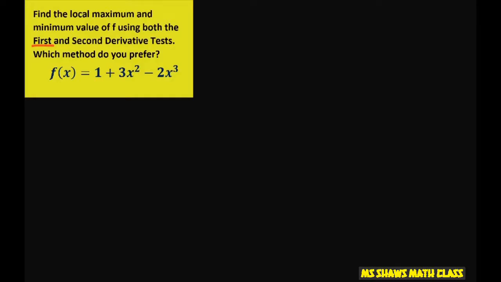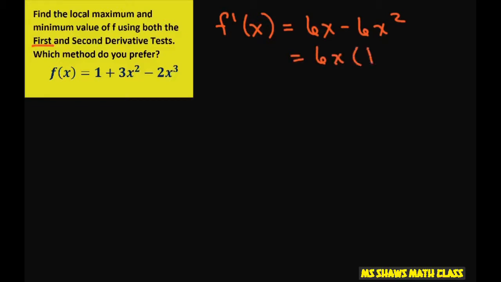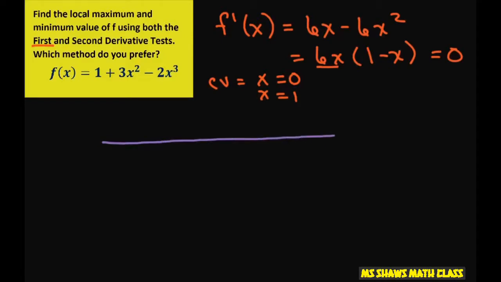And we're going to take the first derivative, f prime of x, and we get 6x minus 6x squared. We set that to 0, so let's factor out the 6x, which is 1 minus x. So your critical values are, if you set this to 0, x equals 0 and x equals 1. So from the first derivative test, what we do is just look at this little sign diagram. We're going from 0 to 1, and we're looking at this.